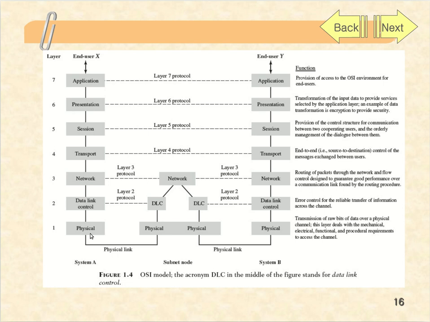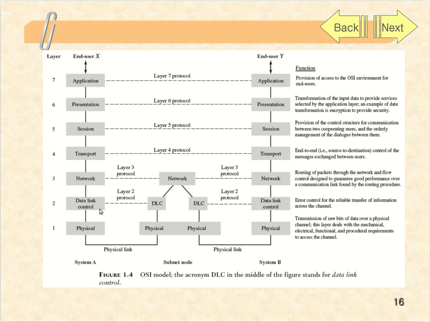Physical, in brief, is responsible for the channel and the bits that are transmitted over the channel. So it's only responsible for receiving and transmitting here.